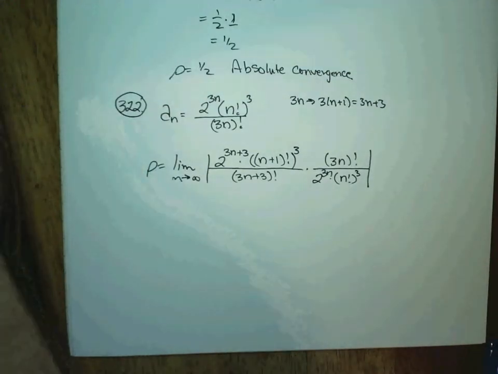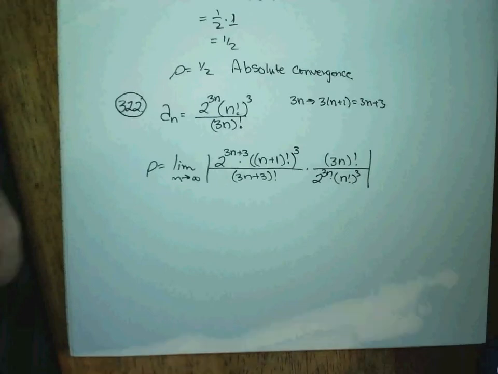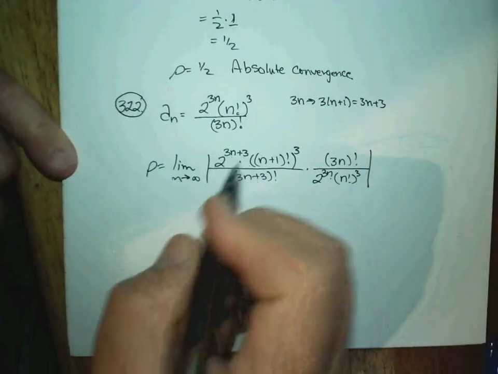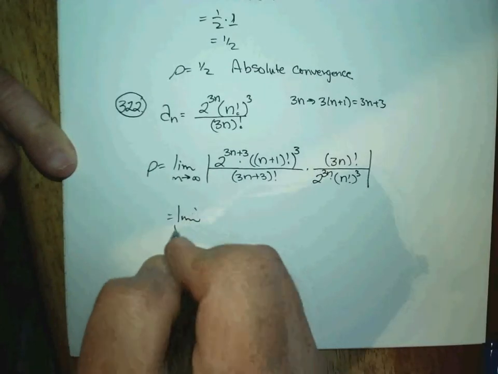So now, how can we simplify this? And this is where you really get to practice your understanding of powers and factorials and how they're working. So let's take a look here. 2 to the 3n plus 3.